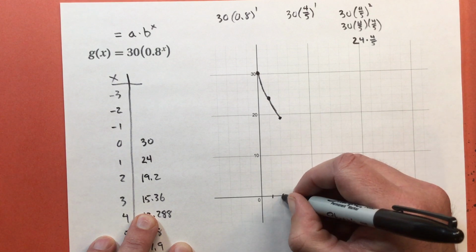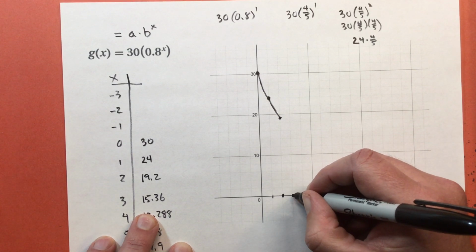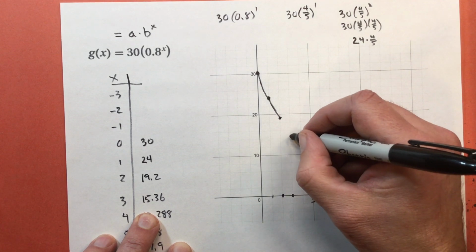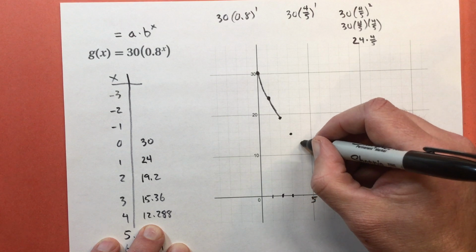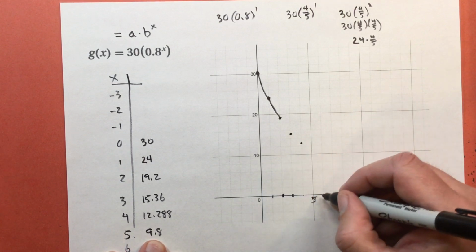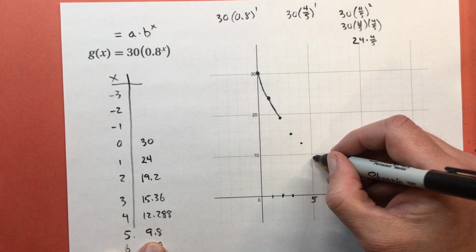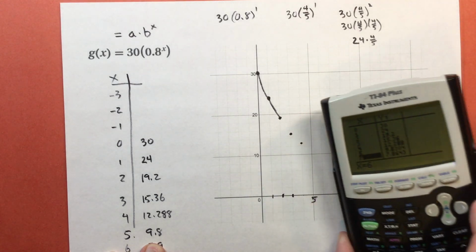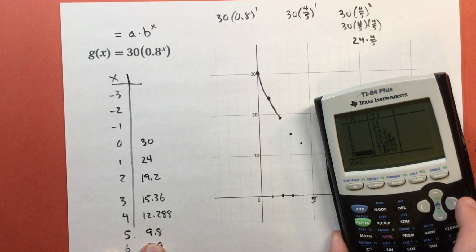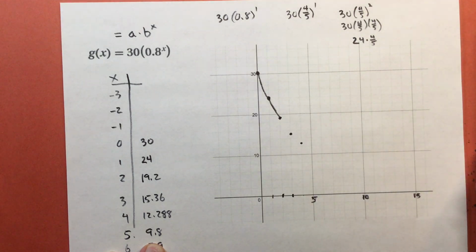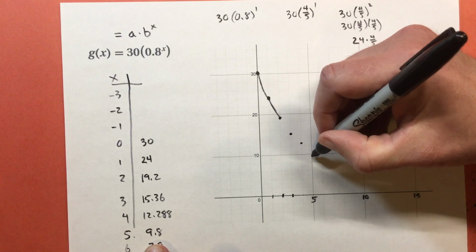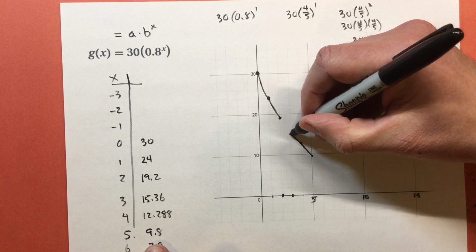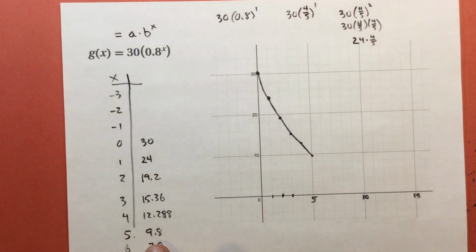I'll make my mark so I don't lose track. 3 is about 15 and a little bit more, which is about right here. 4 is a little bit above 12. And 5 is, did we say 9.8? Make sure I copy that right. Yeah, okay. So about right there. And it looks like my graph, I may not have everything perfect here. It looks like it's going to go that way.